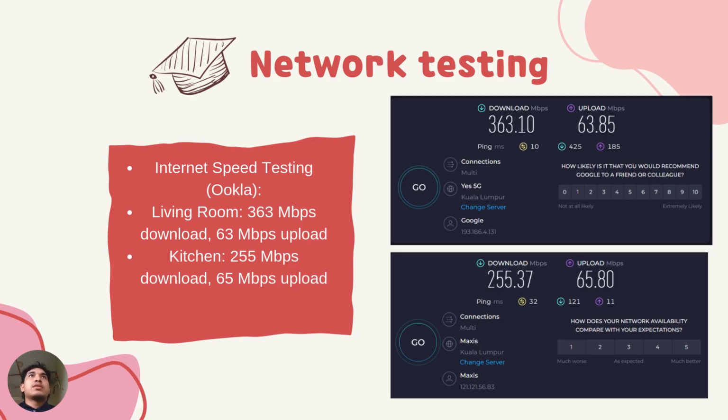The speed result in the living room, which is the first figure where the modem and router are located, displays a download speed of 363.10 Mbps. As indicated by the result, it is perfect for tasks requiring high bandwidth utilization, like streaming 4K videos, downloading large files, and browsing fast without buffering.